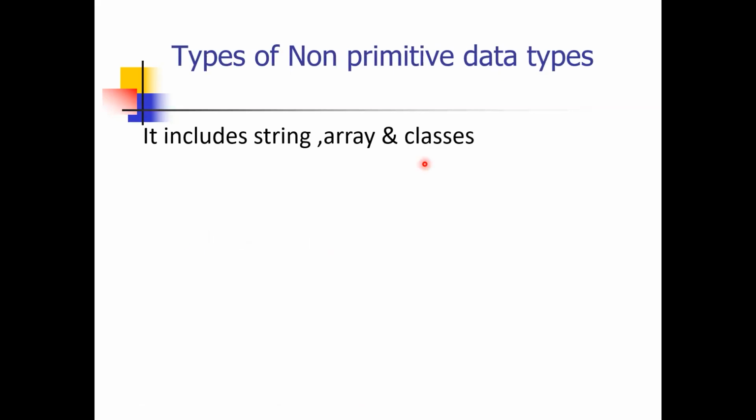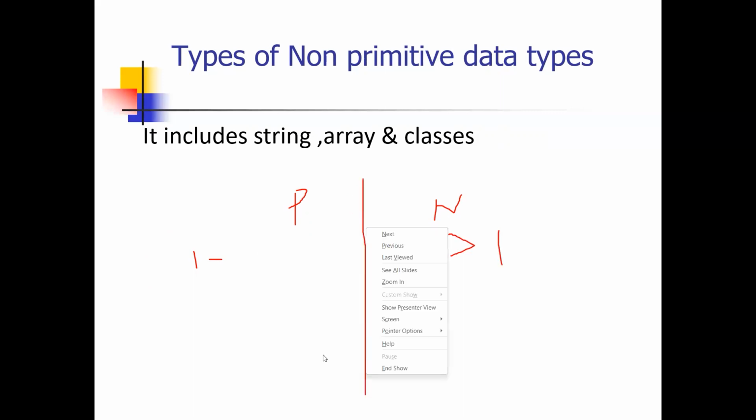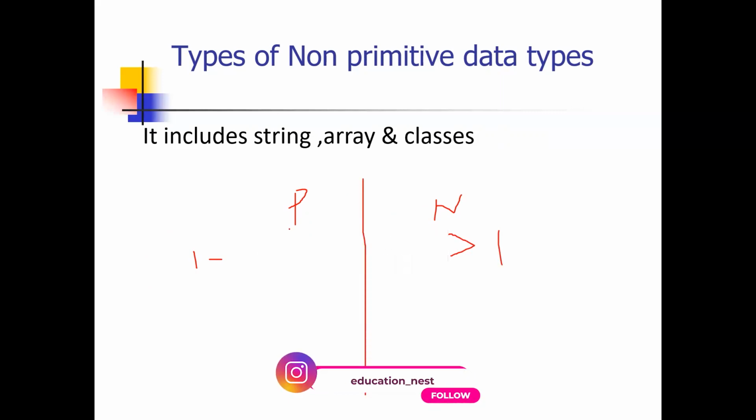Some minor differences between primitive and non-primitive data types: first of all, a primitive data type stores only one type of value. But non-primitive data types can store many types, more than one. I'm writing here. If we see the difference between primitive and non-primitive data types, one stores one type of value, but the other stores more than one type of value.